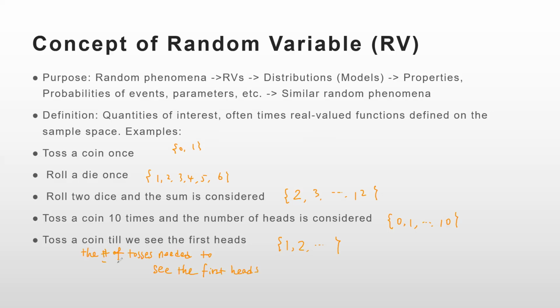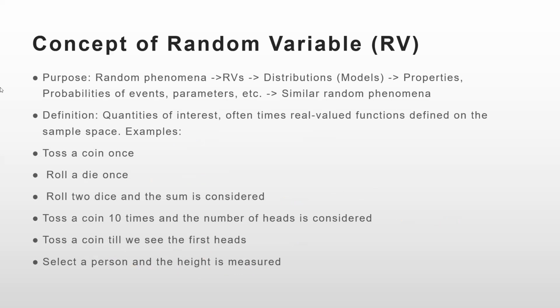And then the number of tosses, it's a real valued function. It's a random variable. The sample space is 1, 2, 3, and so forth. I guess this is the concept of random variable. The examples I gave earlier are so-called discrete because the sample space is a discrete set, possibly countably infinite, like 1, 2, 3, 4, and so forth, without a bound.